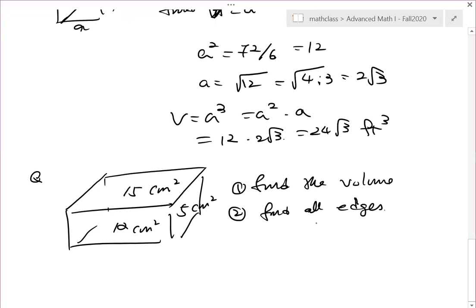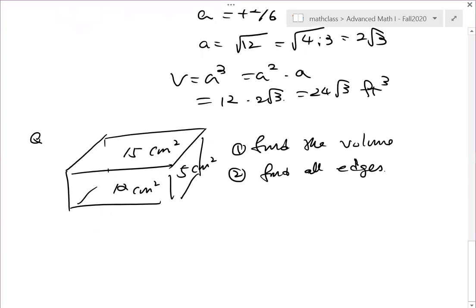First of all, second, find all edge lengths. Okay. Maybe you can do the opposite. You find all the edges first. Then you can find the volume. Right. This is the ShenMathClass problem. Right. Yeah, with the math contest, and maybe with different numbers.